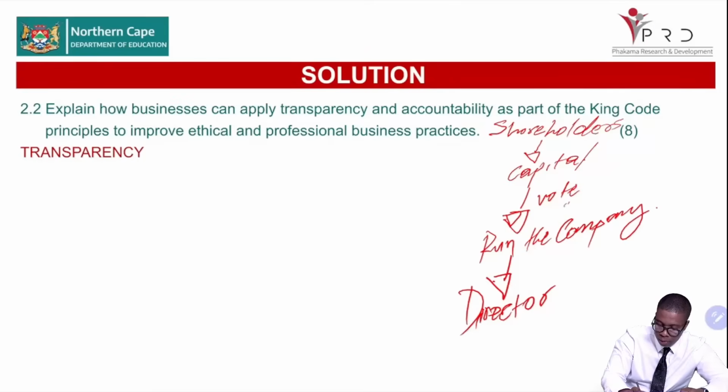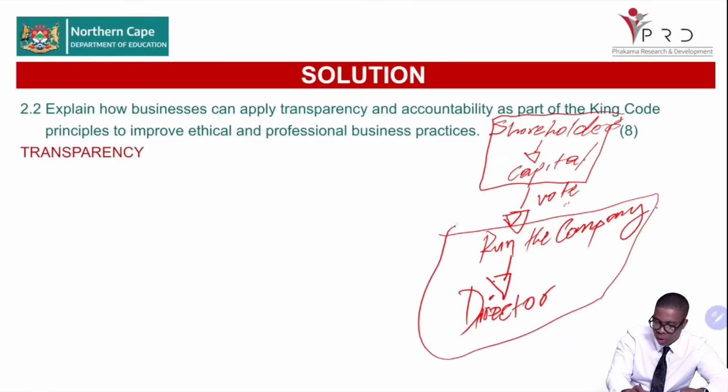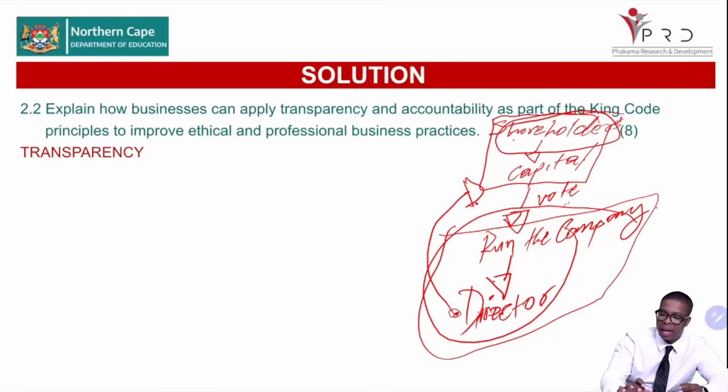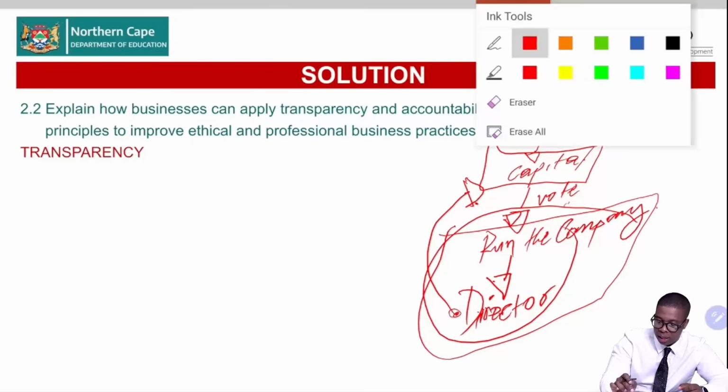Now, because the company is run by a director, you should understand those who contributed the capital are called shareholders, and they are not there during the running of the company. So because they are not there during the running of the company, what does it mean? The understanding we should be having is that the directors will have to be transparent with the shareholders. They will need to make shareholders aware of anything that is happening inside the company and the decisions they are taking with regards to running the company.